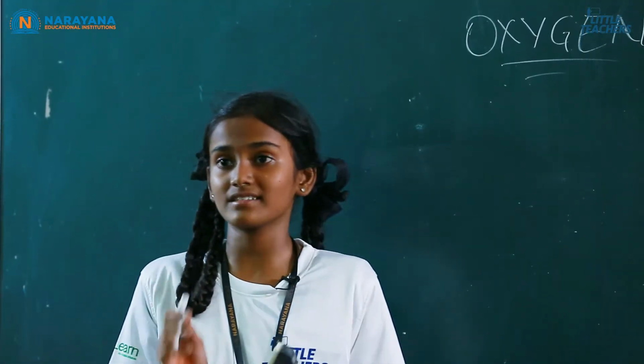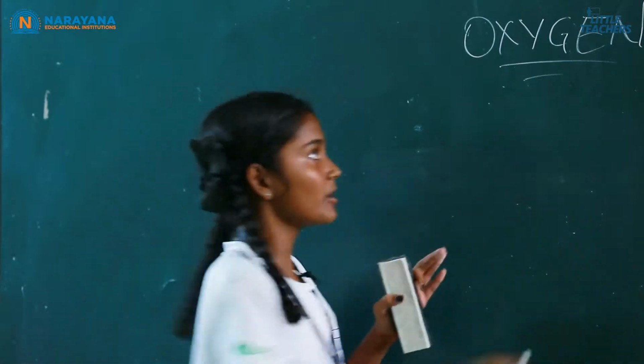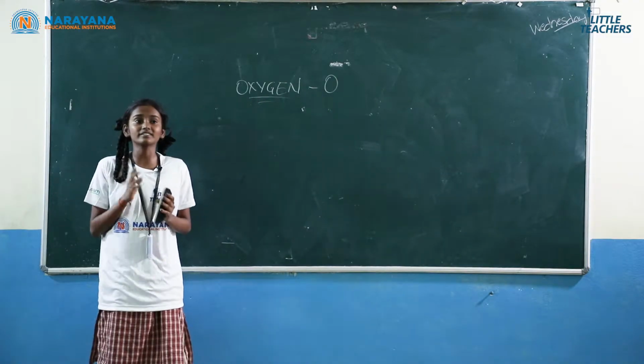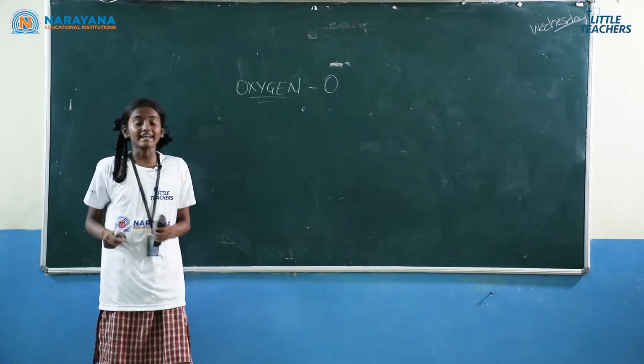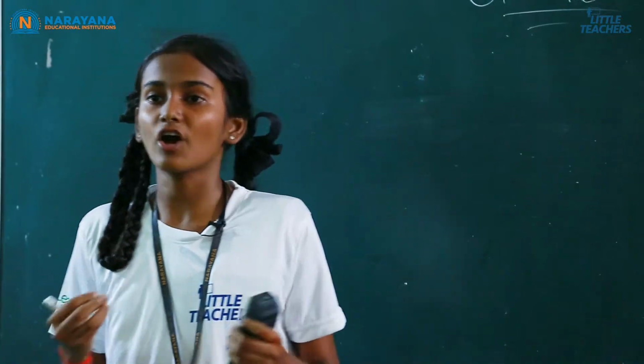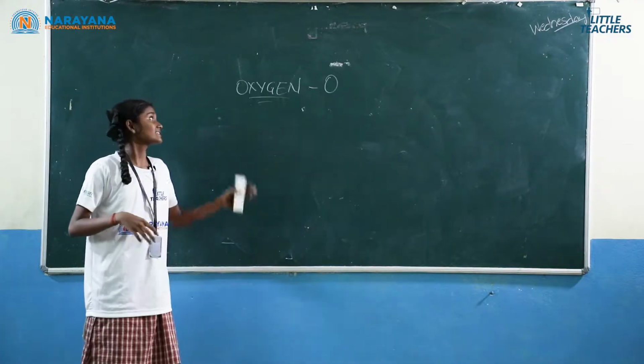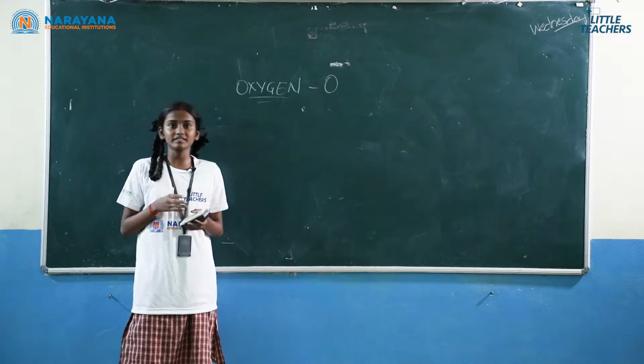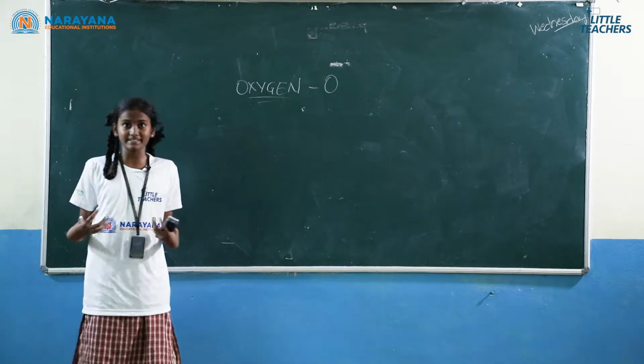Firstly, what is the symbol of oxygen? The symbol of oxygen is O. Oxygen is a constituent of air and it is an abundant element among all the elements present in the periodic table. Oxygen is present in the air in its elemental form. And you know what? Oxygen is one of the most important elements that we breathe.